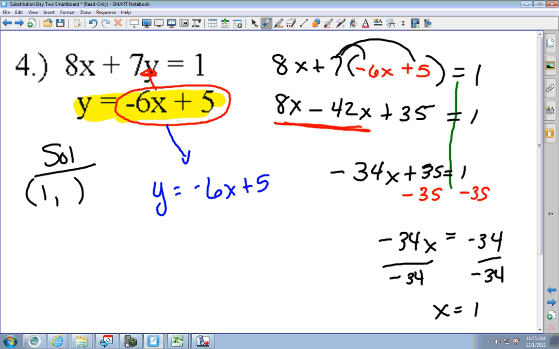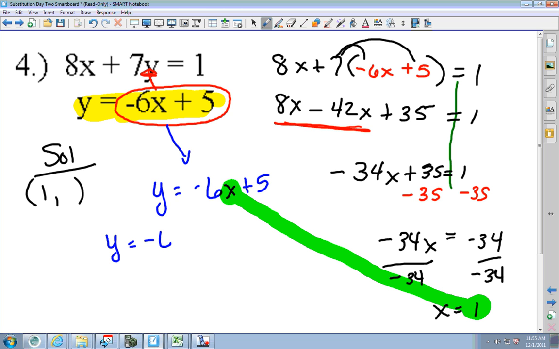Okay, well, we just found x to be 1. So I'm going to take this and put it right in here in place of that. So I have y equals negative 6 times, instead of x, I'm putting in there 1, plus 5. Negative 6 times 1 is negative 6, plus 5. y equals negative 1.